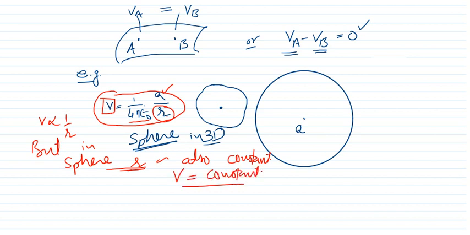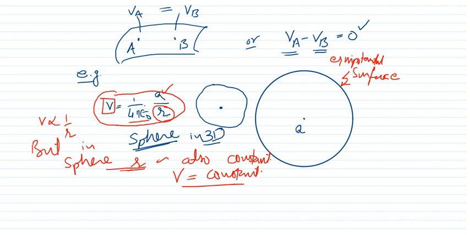So that is why if we are having a point charge here and we draw a spherical shell around it, then this is an example of an equipotential surface. Clear?